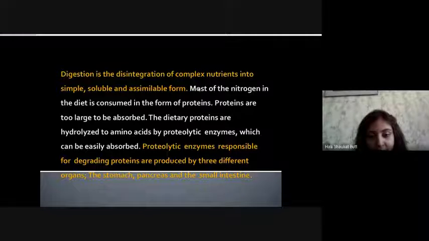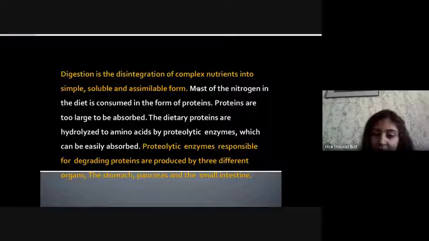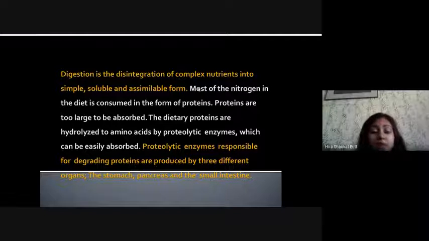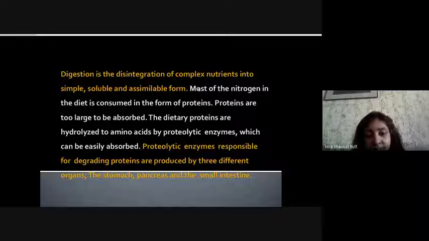So dietary proteins are hydrolyzed to amino acids by proteolytic enzymes, which can be easily absorbed. Now what are proteolytic enzymes? As the name shows, proteo is related to protein and lytic means broken down, so these are the enzymes which break down the proteinaceous food, or the food which contains the peptide bond.